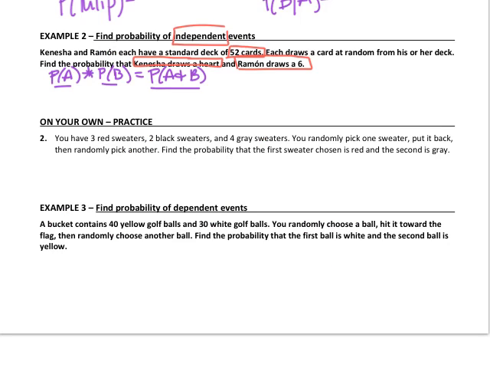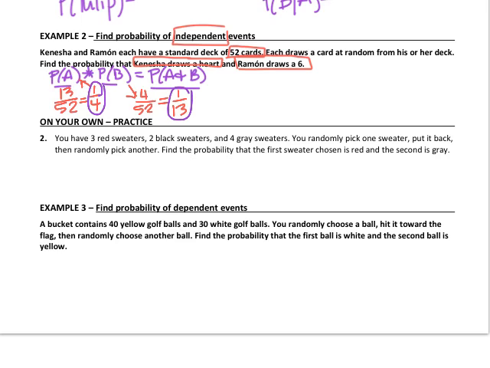So the probability of Kanisha drawing a heart was 13 out of 52, and we can reduce that to 1 out of 4. So she has a 1 out of 4 chance of drawing a heart. That was for probability of A, Kanisha drawing a heart. Probability of B is Ramon drawing a 6. That's 4 out of 52 based on what we said on the other screen there. And this is going to reduce down to 1 out of 13 chance of him drawing that particular number.